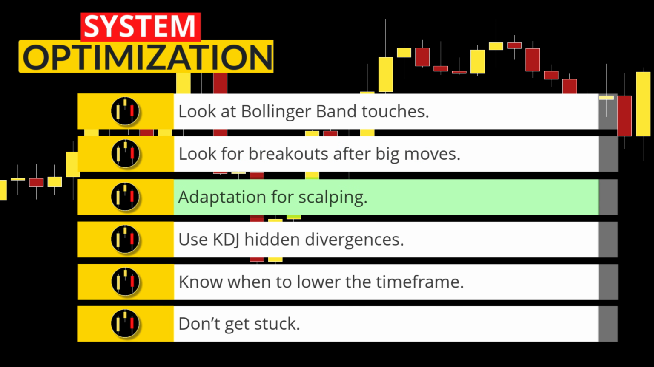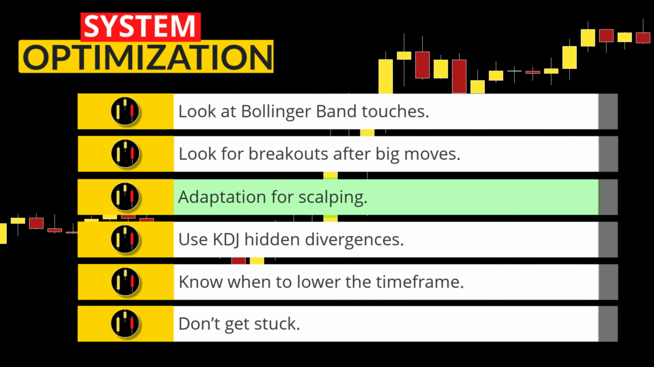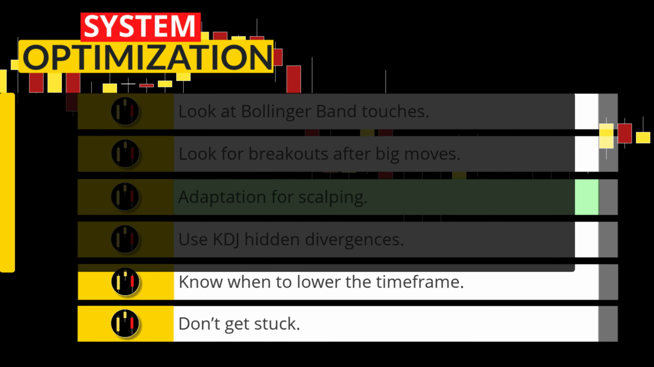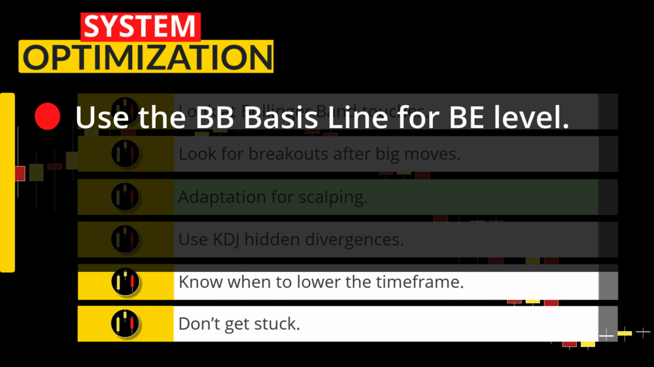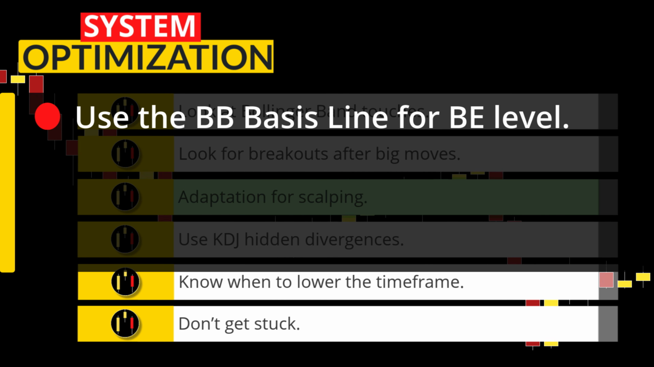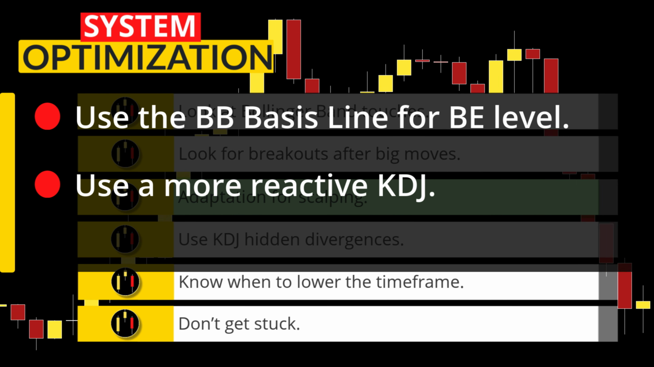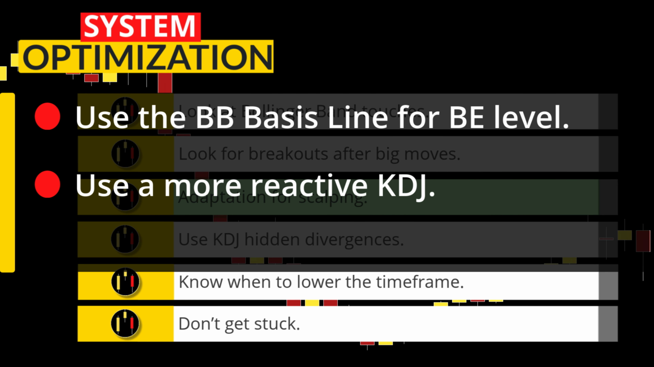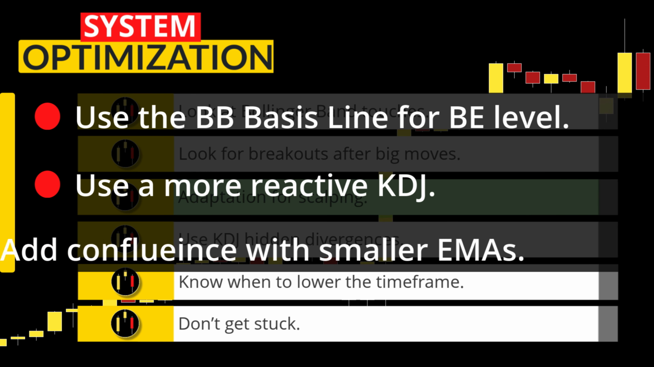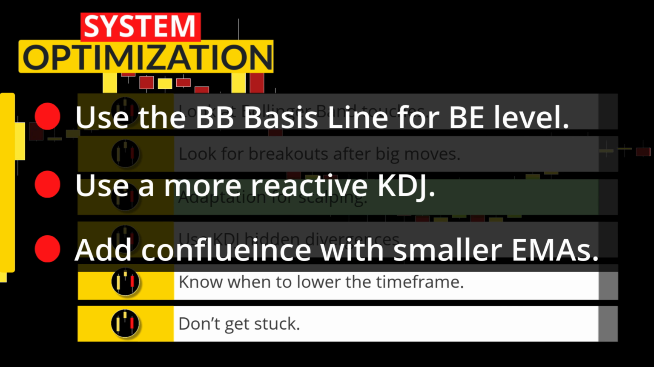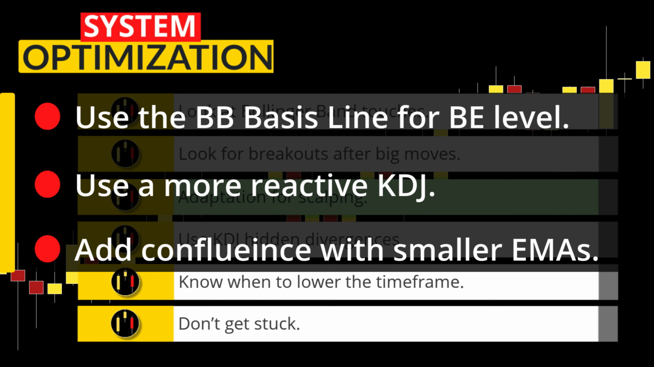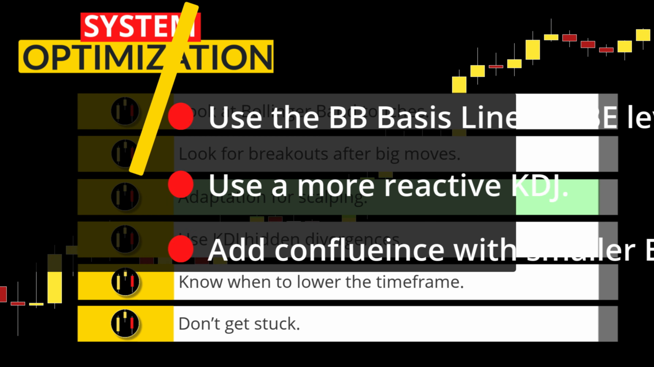Third, on the shorter time frames, this system can be adapted to scalping specifically by using the basis line of the Bollinger Band as a good spot to move your stop to break even. Additionally, lowering the period number of the KDJ to be more reactive makes sense for a scalp, and looking for places where the Bollinger Bands are reacting with smaller EMAs for confluence would be a good idea.